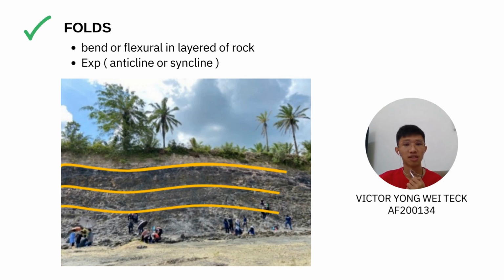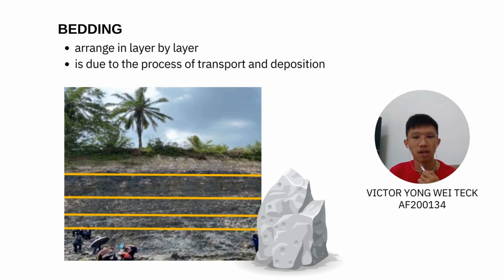Fold is the bend in the layers of the rock. There are two categories of fold, which are anticline and syncline. The anticline is an upward arc of rock with the oldest rock at the center, while the syncline is a downward fold, where the center rock is the youngest rock.